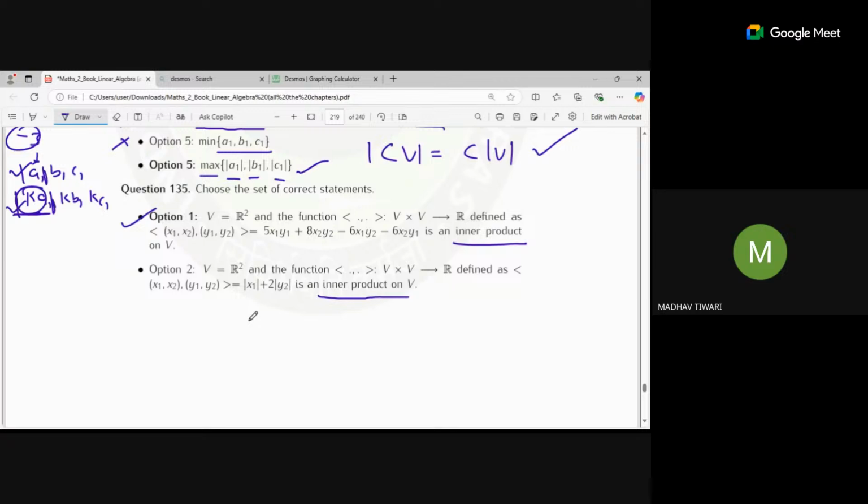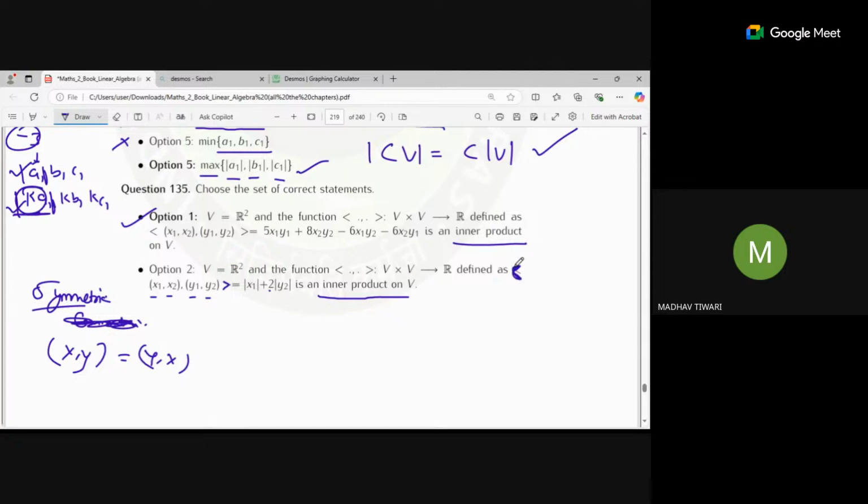It should satisfy the symmetric property, not commutative. Meaning if I take the inner product of x, y, then it should be equal to y, x. Symmetric, not commutative. So if you do x1, x2 with y1, y2, then it is equal to, it is not less than or greater than or equal to. It is defined like this.